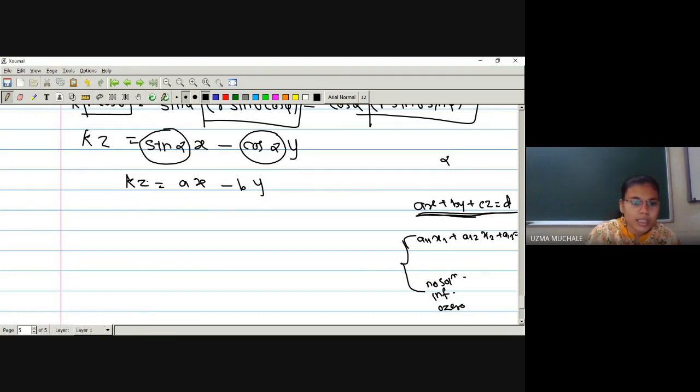If D is 0, what is this equation? This is the equation of a plane in 3D space, and it is passing through the origin. As it is passing through the origin, what is the origin? Origin is nothing but the center of a sphere. Correct? So origin is nothing but your center of the sphere.